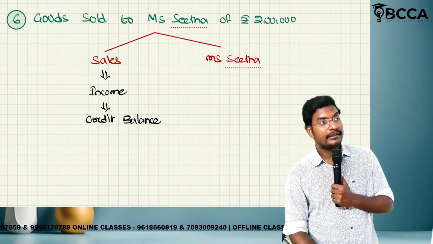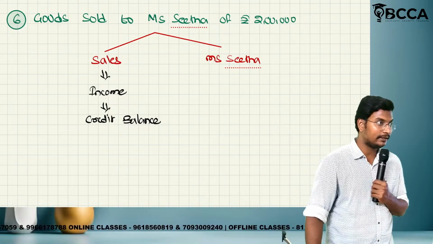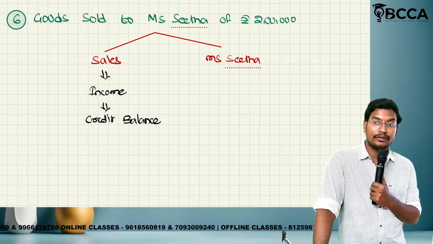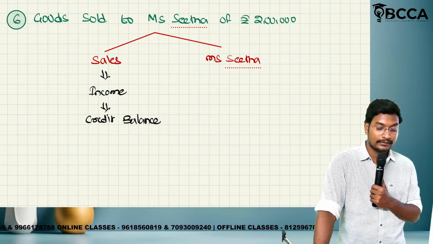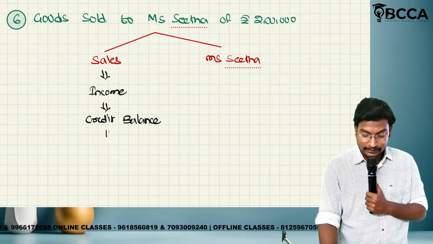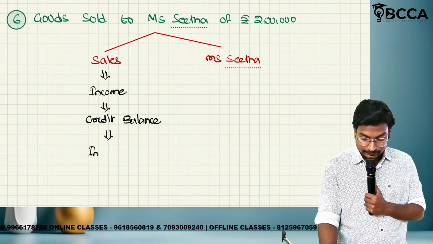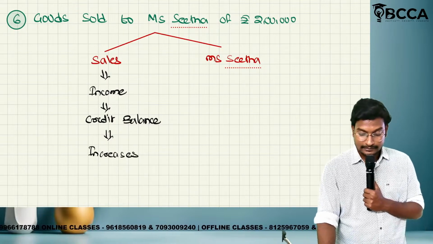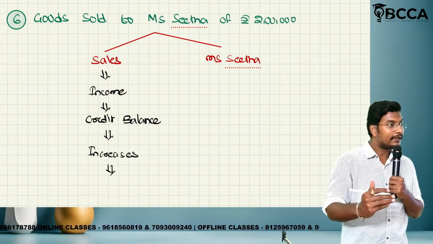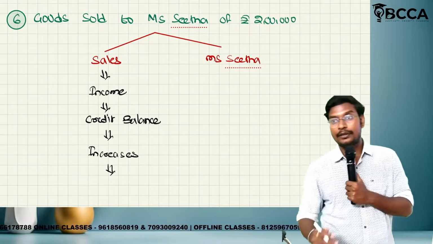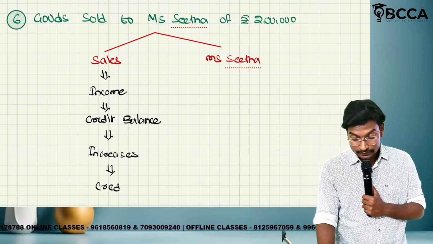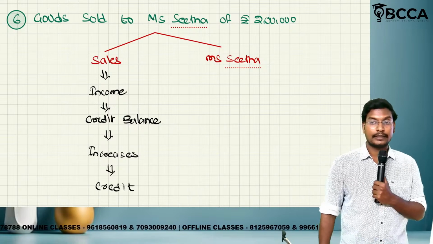Income increases or decreases? Increases. Previously we had 20 lakhs of sales. Now we are selling how much? 2 lakhs. The total sales value will be how much? 22 lakhs. That means increasing or decreasing? Increasing. So credit balance increases. What we have to do? We have to do the credit.